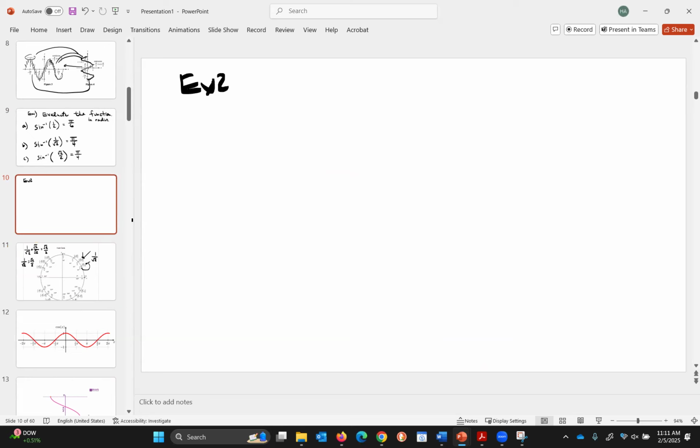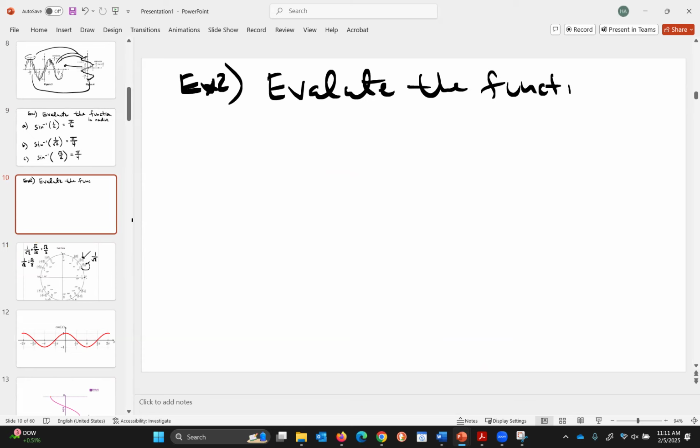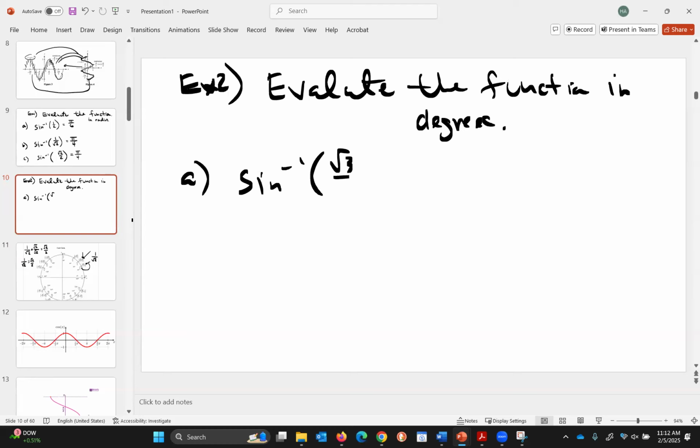Exercise 2. Evaluate the function in degrees. Sine inverse of root 3 over 2. Okay, let's do some fun stuff here.